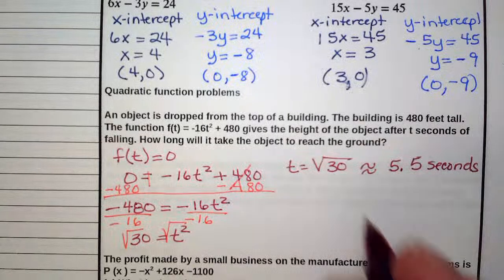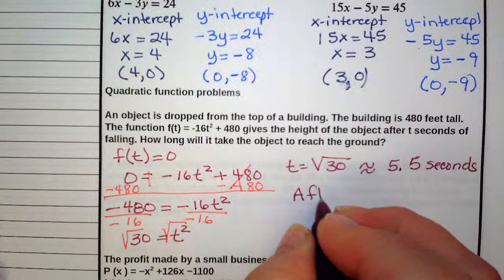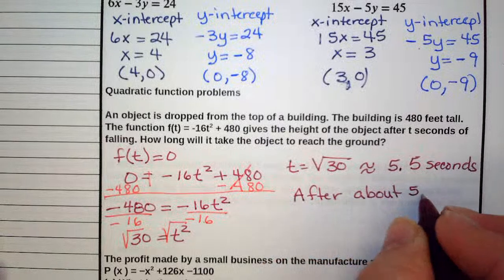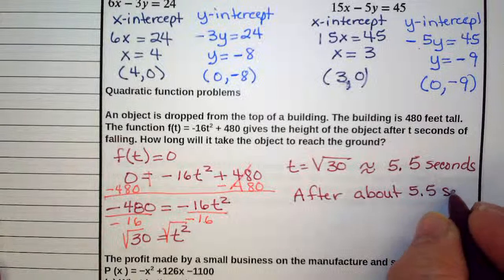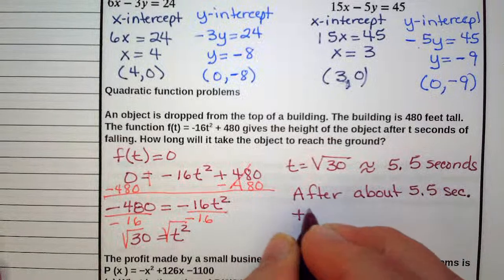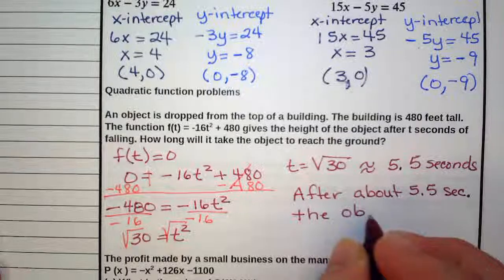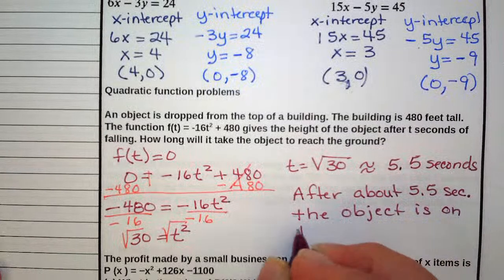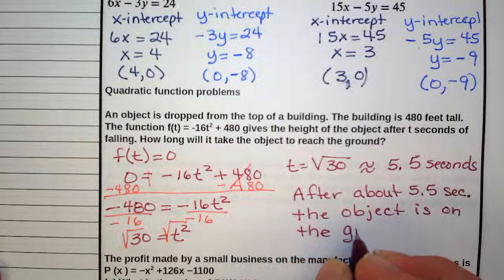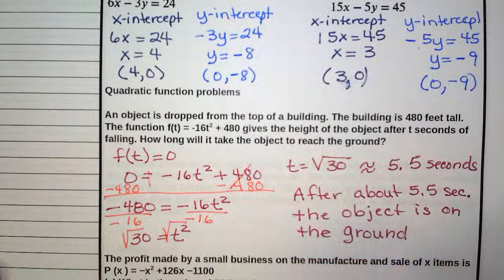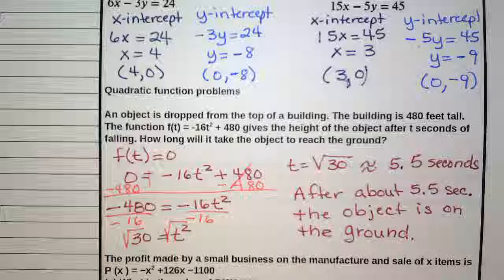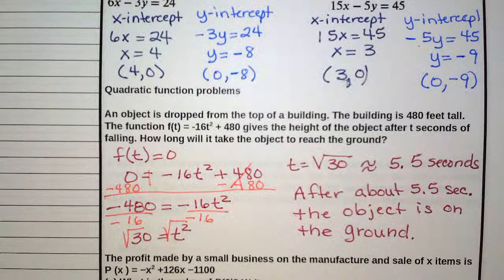Any questions? After about 5.5 seconds, the object is on the ground. Okay. Look at the problem again. We set it equal to 0 and we solved. We knew that we would not get a whole number, and that is fine.